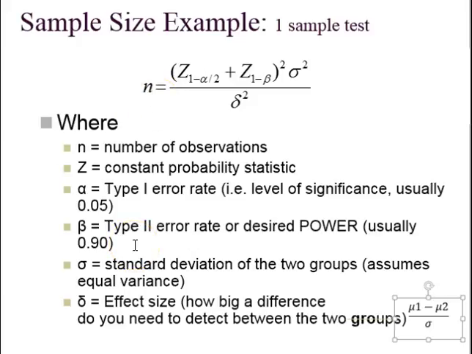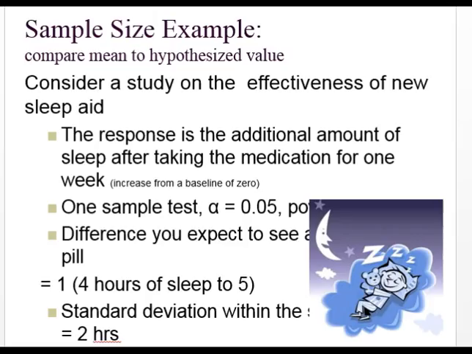We can do this by hand, or we can just go into JMP and let JMP calculate this for us. And I think this is actually easiest if we use an example. So let's imagine that we have this medical study where they have a new pill, a new sleep aid that's going to help people who have chronic insomnia sleep more. The response variable that we're testing is the amount of additional sleep these people get after taking the medication for 1 week. So we'll start with a baseline of 0, and the response is how much more sleep you are getting because of taking that pill.